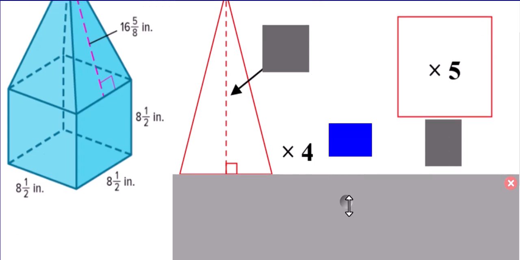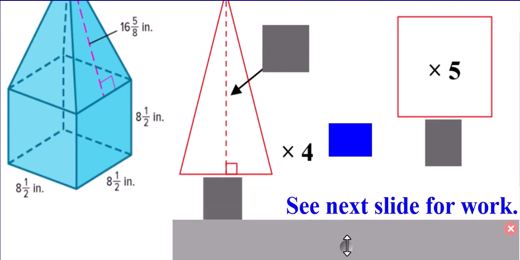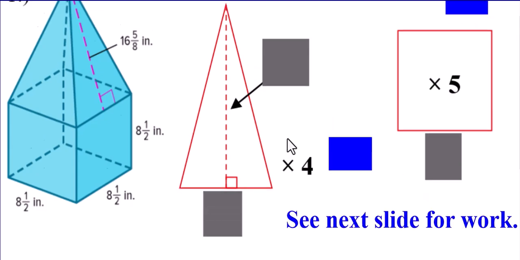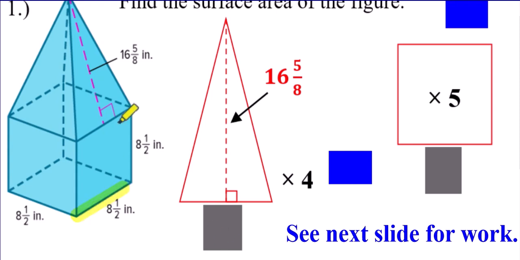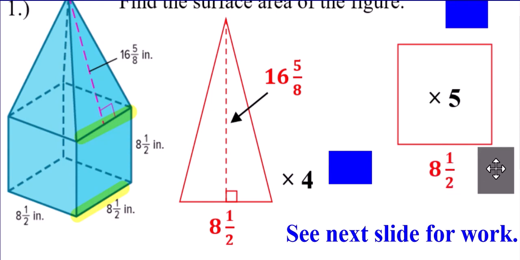Okay, the dimensions of the triangle, we need the height, which is pretty simple to see, that's 16 5/8 inches. And then the base of the triangle would be the same as this 8.5 inches going for the side of the square. So they're going to be the same. So hopefully you went ahead and wrote that down. And then for the cube, for the squares, we have 8.5 by 8.5. So it's 8.5 for every single side.